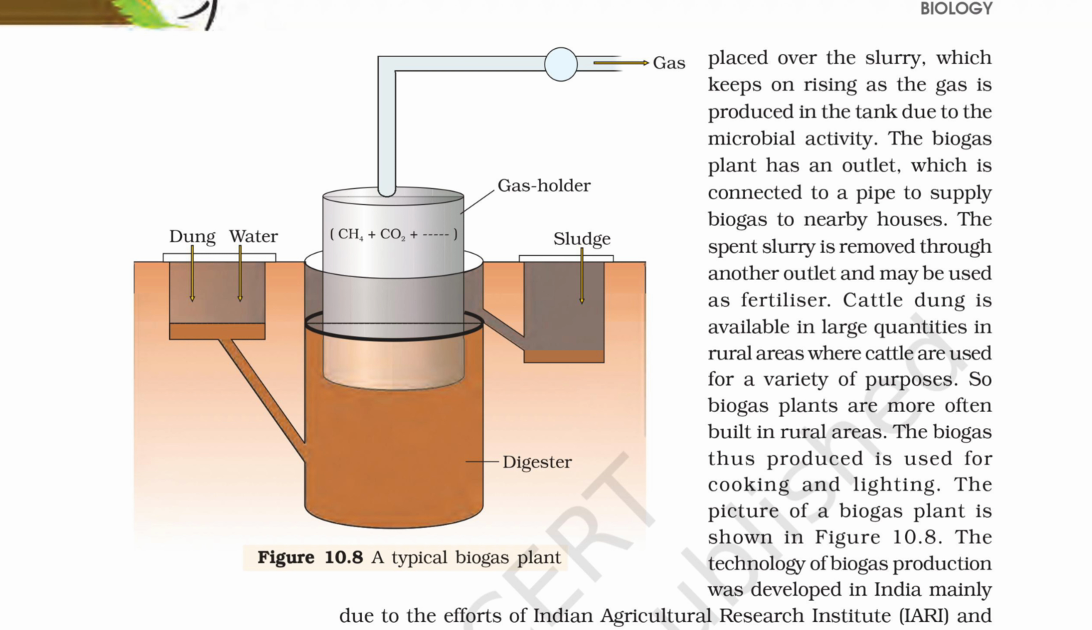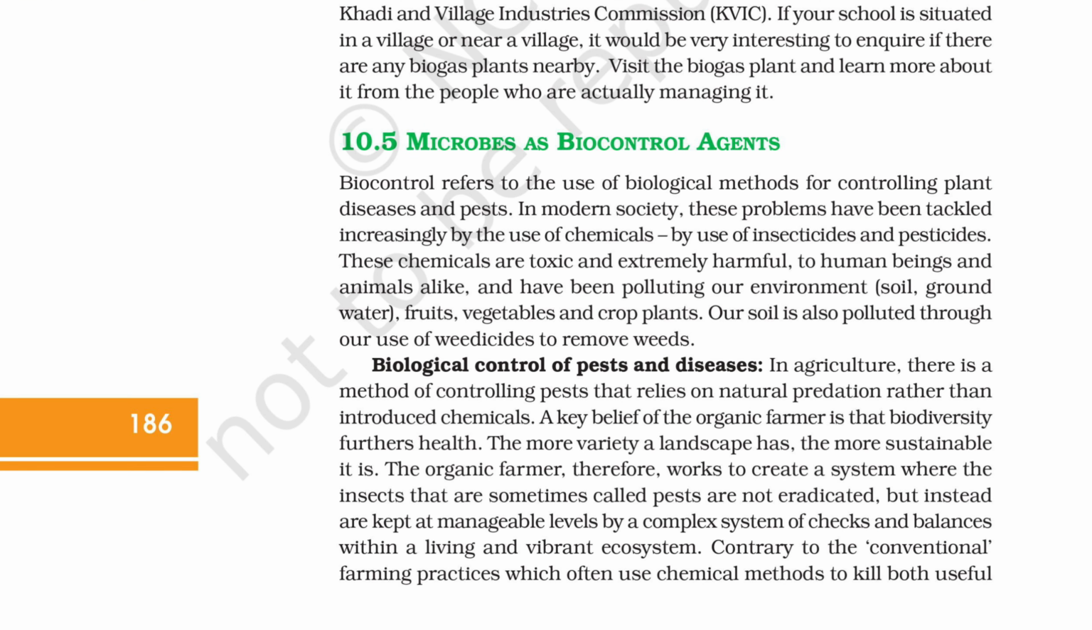Cattle dung is available in large quantities in rural areas where cattle are used for a variety of purposes. So biogas plants are more often built in rural areas. The biogas thus produced is used for cooking and lighting. The picture of a biogas plant is shown in the figure. The technology of biogas production was developed in India mainly due to the efforts of Indian Agricultural Research Institute, IARI, and Khadi and Village Industries Commission, KVIC.